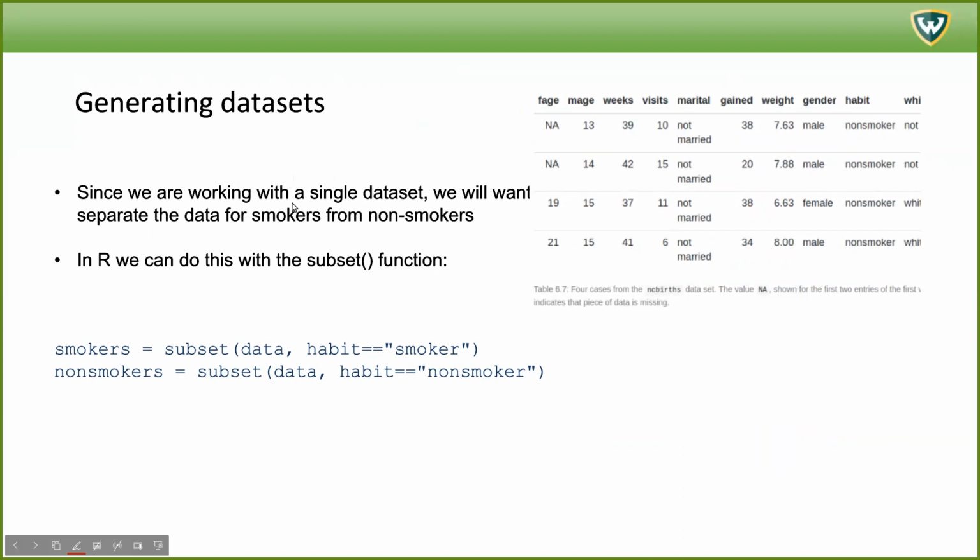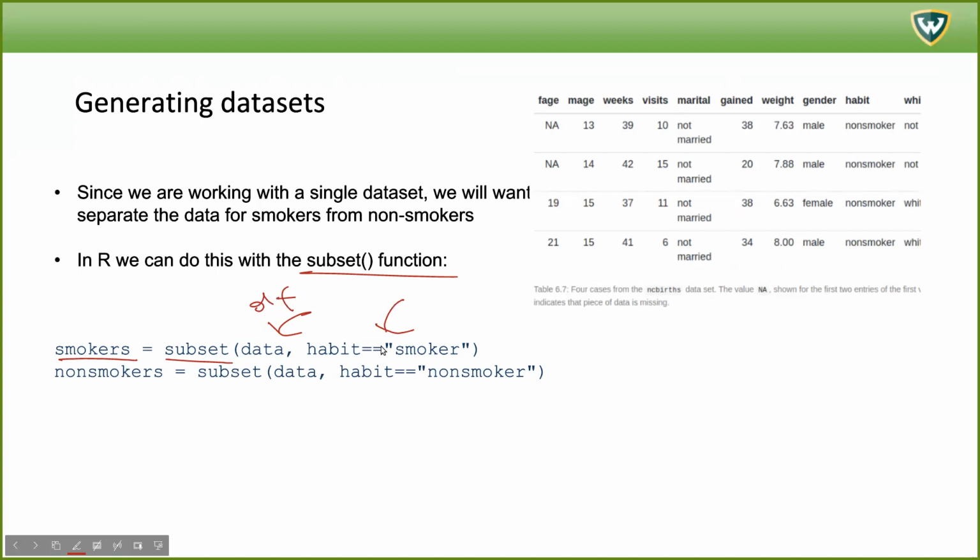Since we're working with a single data set, we will want to separate the data for smokers from non-smokers. And we can do that very simply with an R subset function. So you can create a smokers data set and use the subset function with two inputs. The first is the data, whatever the data is. So this is the data frame.